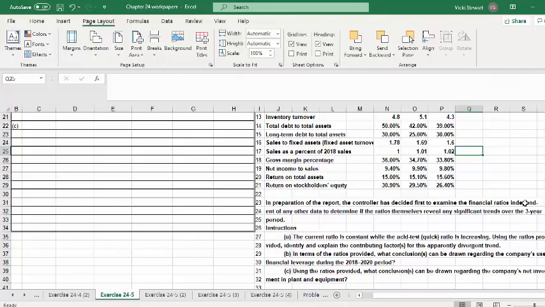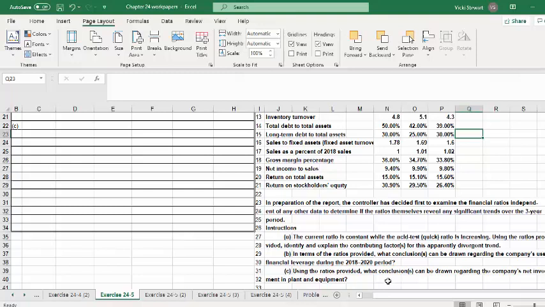In the B portion, it states, in terms of the ratios provided, what conclusions can be drawn regarding the company's use of financial leverage during the 2018 to 2020 period. So we can look at our leverage ratios, which would be total debt to total assets and long-term debt to total assets, to answer this question. The total debt to total assets ratio has been steadily decreasing from 2018 to 2020. However, the long-term debt to total assets ratio has been fairly steady. Thus, the total debt to total assets decrease is due to a decrease in short-term or current liabilities.